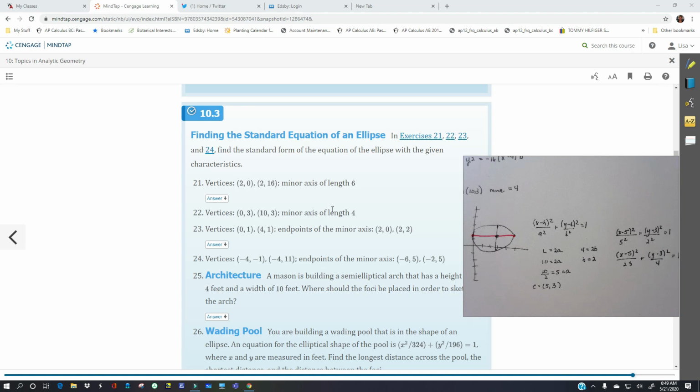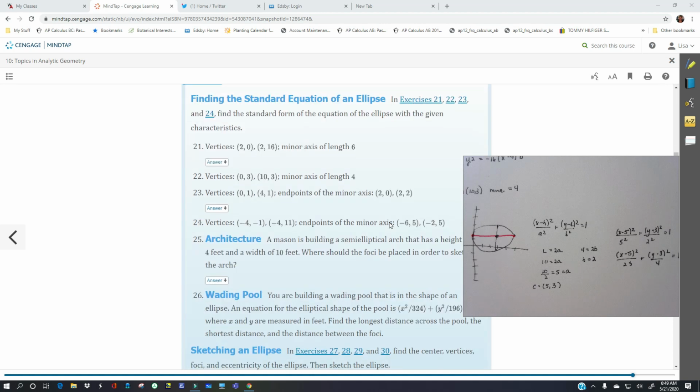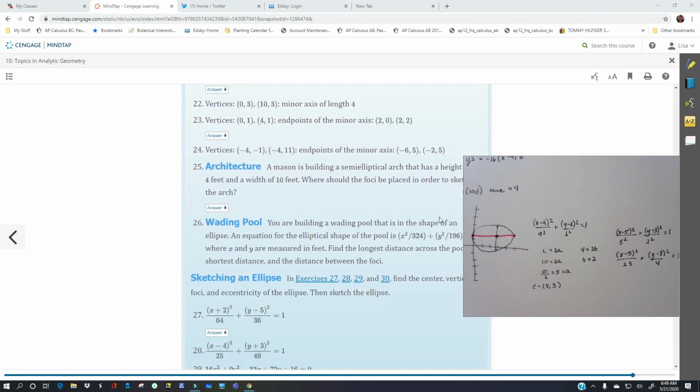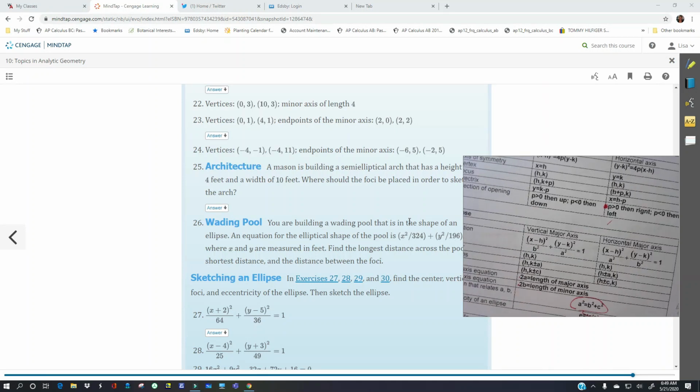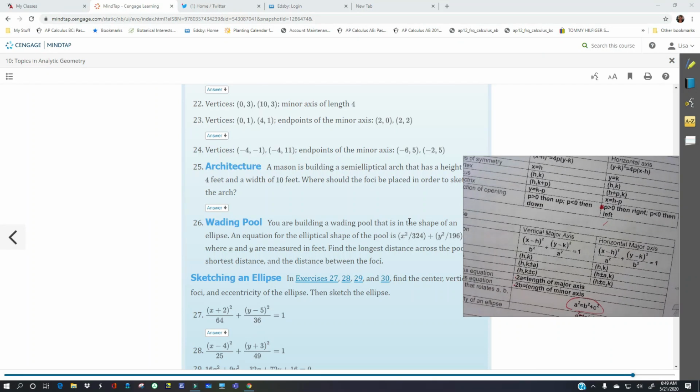They may give you the major axis in the vertices, or foci, or something like that. So there are many different variations to this, but again, you've got the formula sheet, and based on that, that can help you a lot.